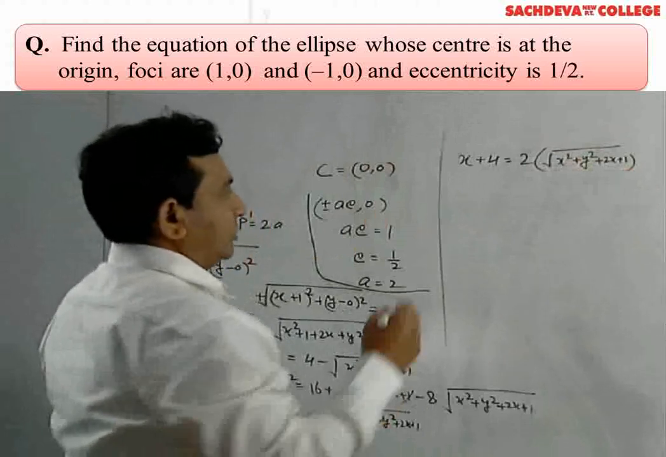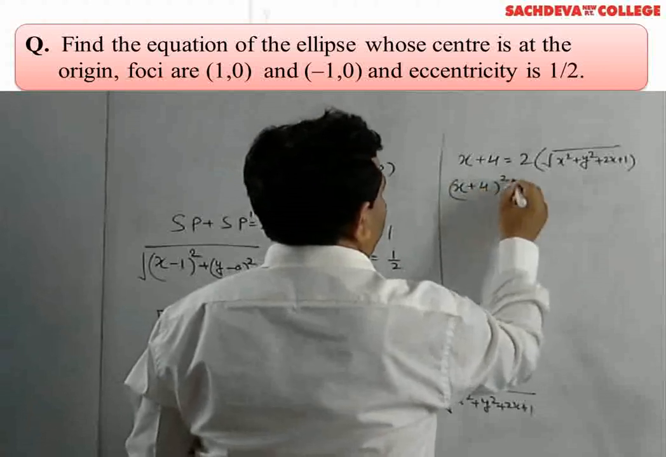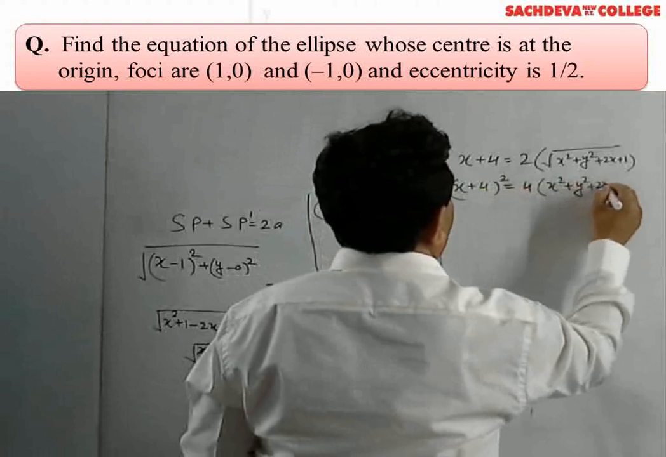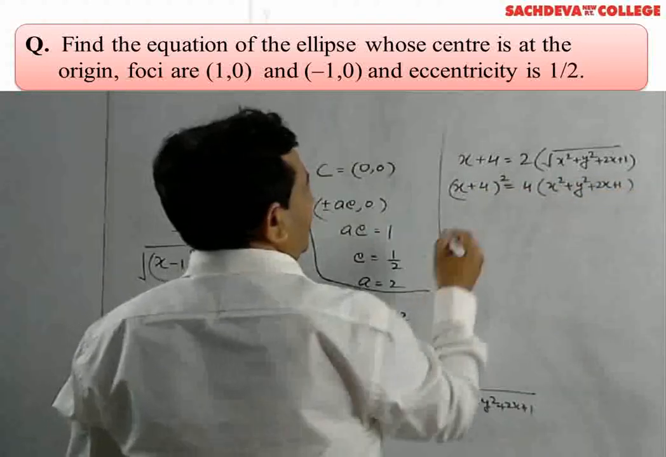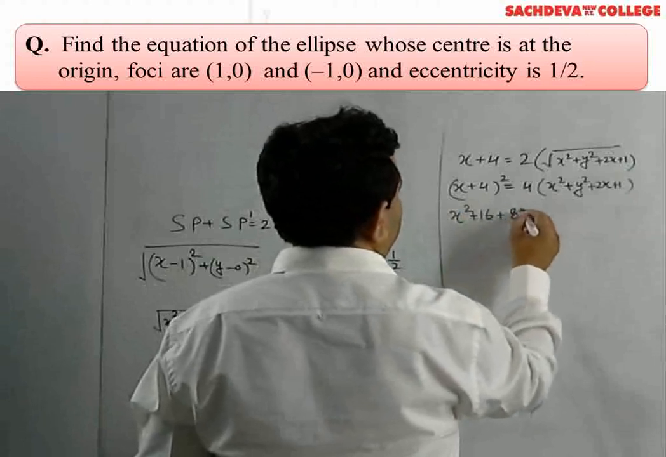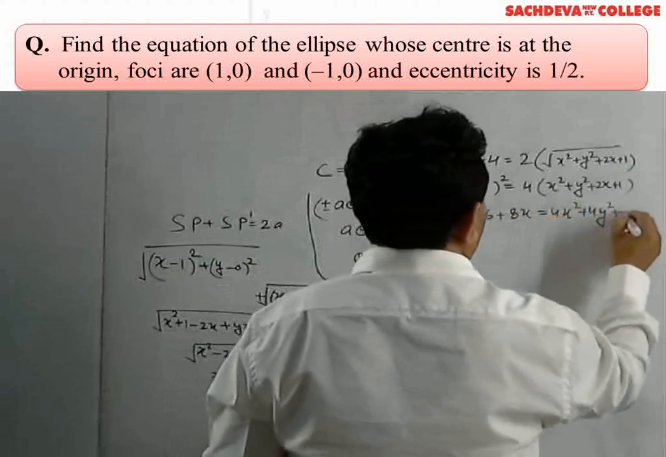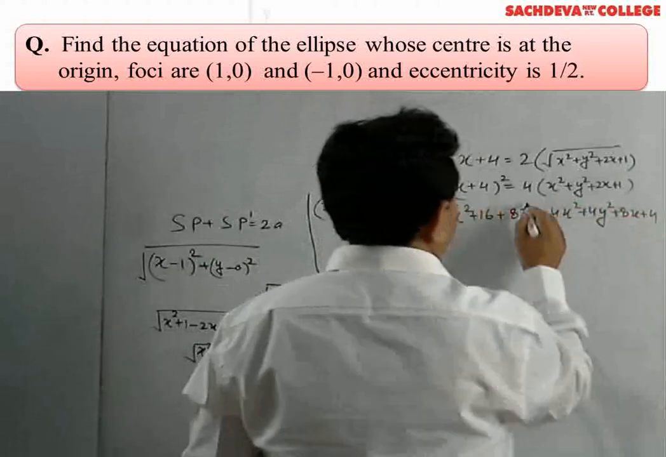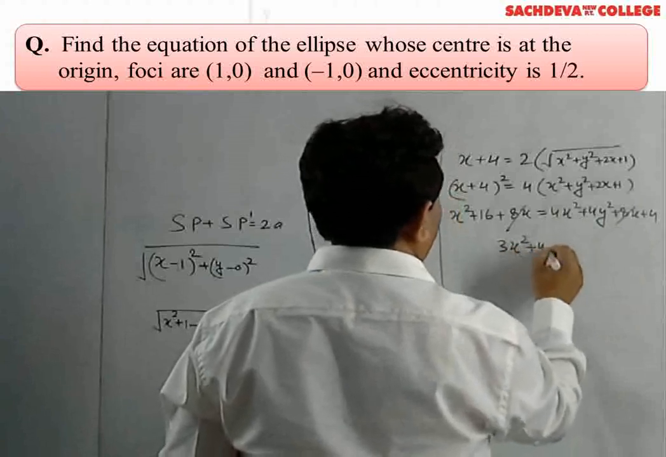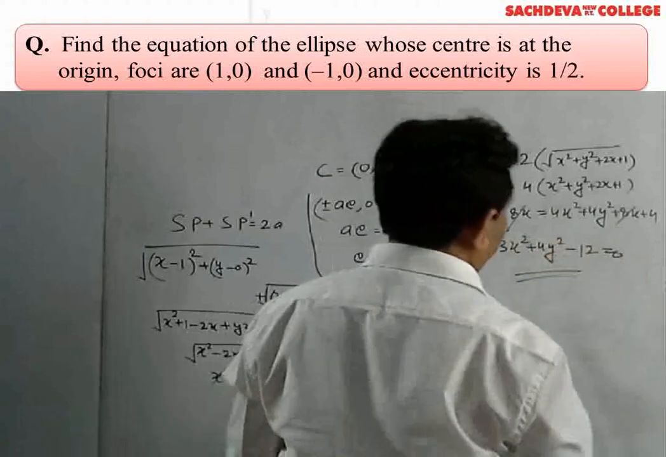Now on squaring both sides, we find x plus 4 whole square will be equal to 4 into x square plus y square plus 2x plus 1, or x square plus 16 plus 8x is equal to 4x square plus 4y square plus 8x plus 4. This cancels by this, and we find 3x square plus 4y square minus 12 is equal to 0, which is the required equation of the ellipse.